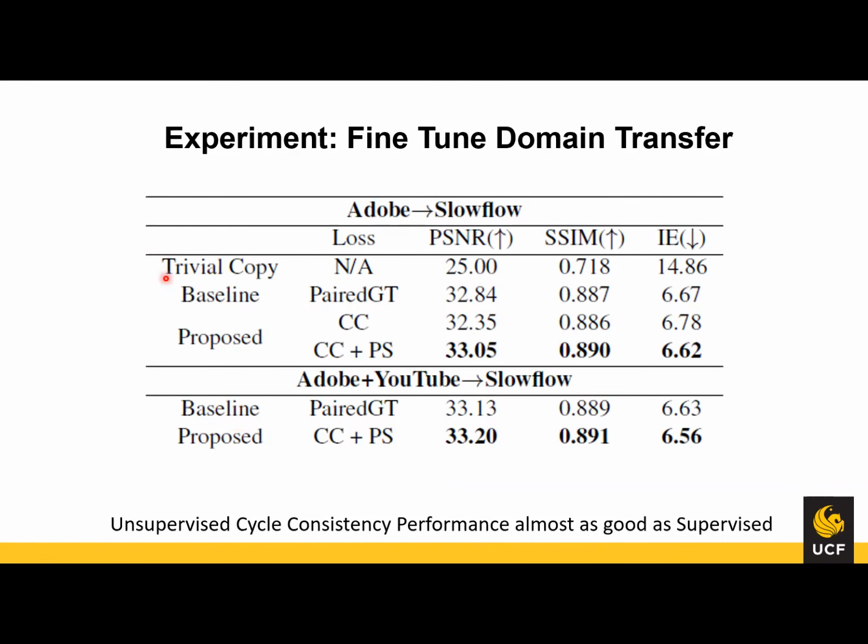Okay, so the trivial copy, what we're trying to do is instead of generating two intermediary frames to generate the third frame, we're just going to skip the intermediary section. We're going to generate the third frame directly. And this method's actually a lot worse, or produces worse results than generating the intermediary frames.